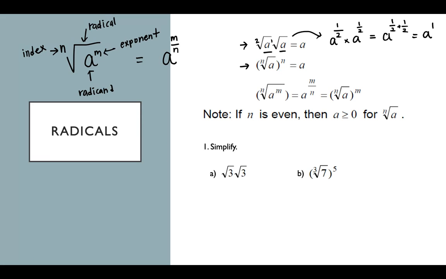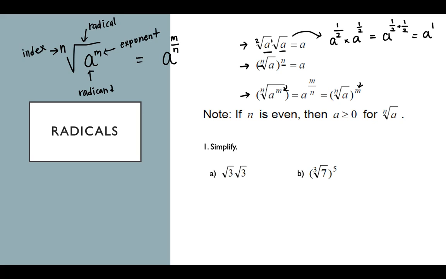For the second rule, when the index number and the exponent are exactly the same, they cancel out and you get the base by itself. Again, keep in mind that the exponent can be under the square root sign or outside the square root sign. Just remember that the exponent always goes in the numerator.